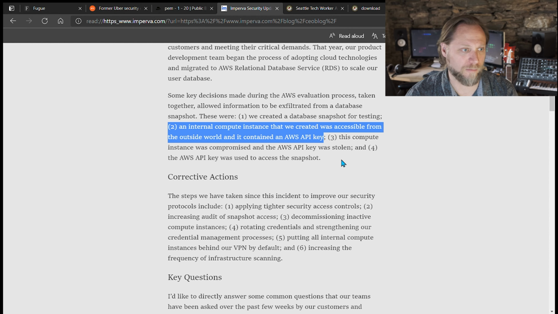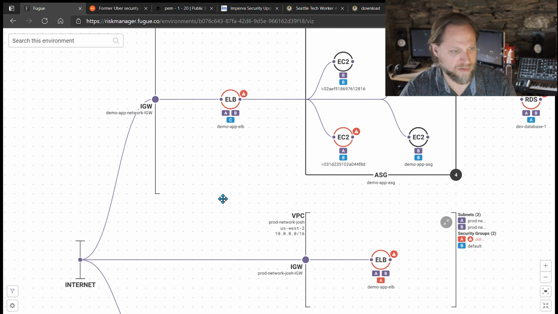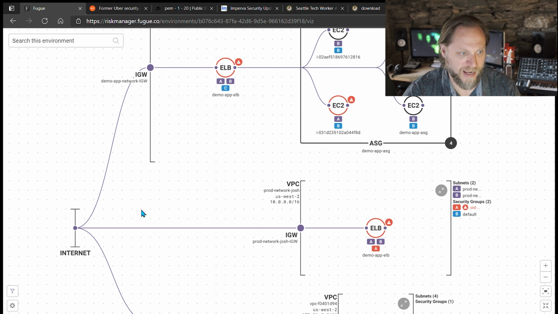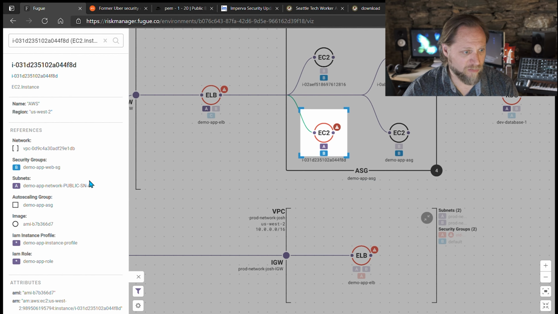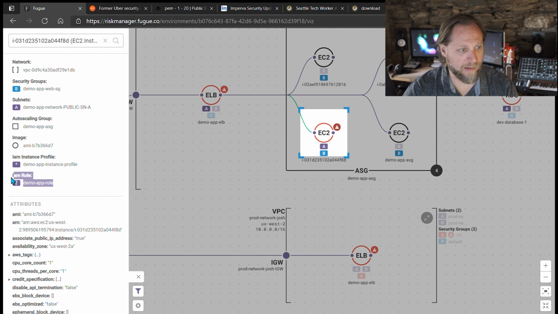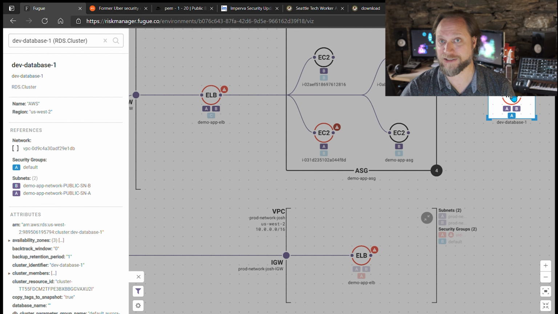Okay, and what we're talking about here is, I'll show you a diagram here. This is our product Fugue. I'm just using it to show you around. We automatically diagram stuff. Here you can see we've got the internet going through an internet gateway, through a load balancer, to some EC2 compute instances in an auto-scaling group. I'm just going to select one of these. And you can see right here, the IAM role, okay, is the demo app role. That has privileges. That's how that compute instance, in this case, is talking to this RDS database.